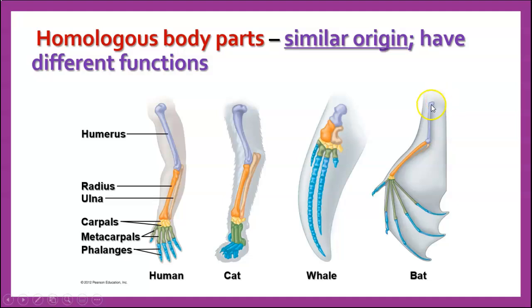And then finally we have a bat, and again we have the same pattern of bones: 1 bone, 2 bones, small bones, long bones. And here the limb is adapted for flight. And so homologous body parts are really important.